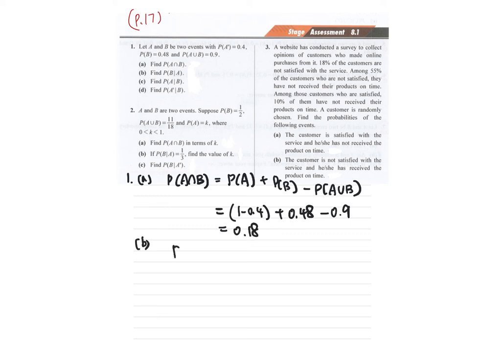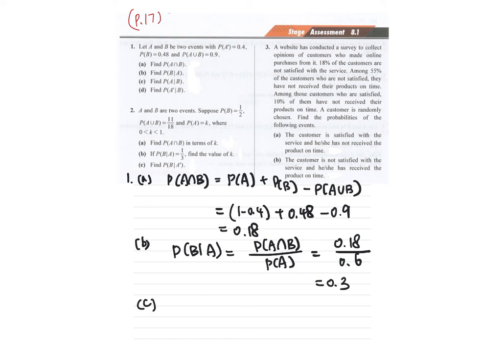In part B, probability of B given that A equals probability of A first as the denominator, and the numerator is A and B together. So it's 0.18 over 0.6. So that's why it is 0.3.